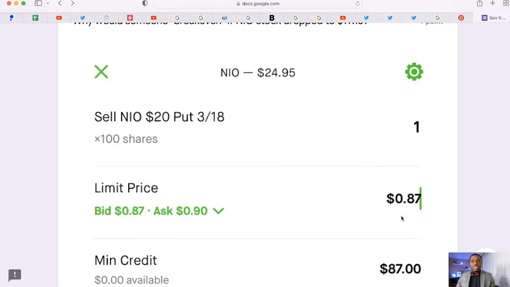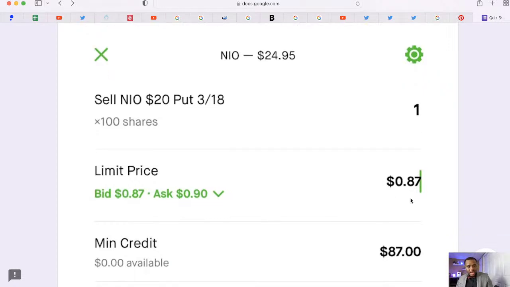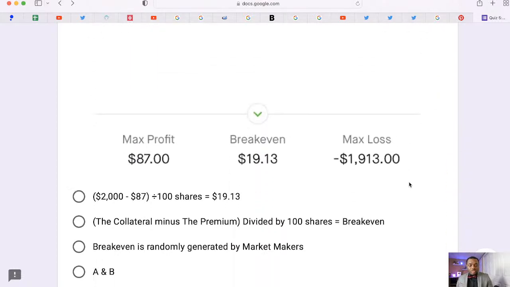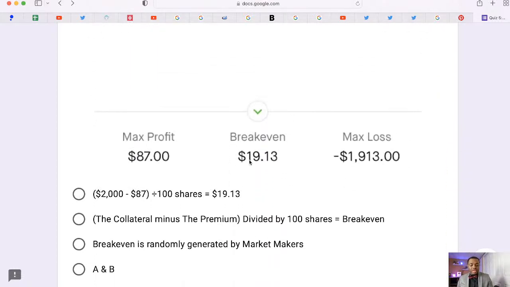The reason people do this is because it's significantly better than collecting dividends, because it pays at a higher rate, because you're taking higher risk, right? So you would collect this $87. As soon as you put 2,000 up, they pay you 87 immediately. So now 2,000 minus the 87 is 1,913, right?